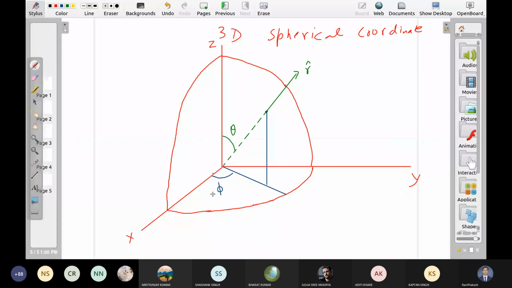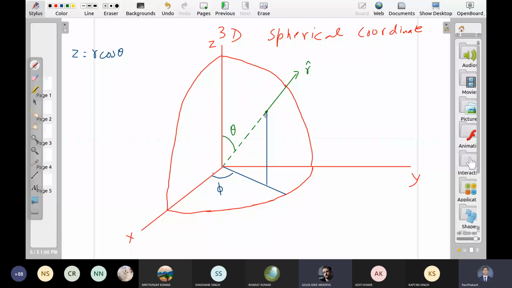Okay. And what is the connection between this r theta phi? ये सब आप पढ़ चुके हैं. R cos theta. Obvious है. If this length is r, this angle is theta. How much is the projection on z axis? R cos theta.